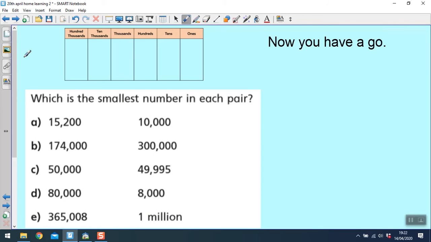Okay, now have a go at comparing these. If you find it useful, draw yourself a place value chart like this. You could write them both in and then compare which is the biggest and which is the smallest. And this time you need to write down which is the smallest number. Pause the video now.